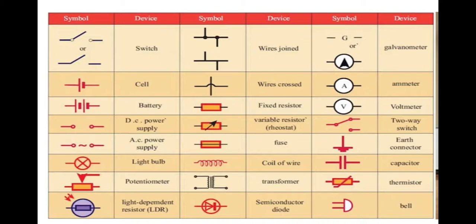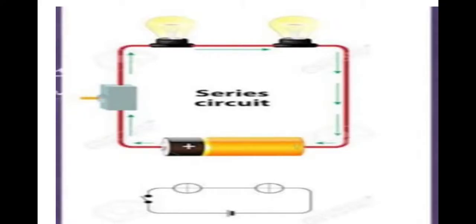The next one is the symbol for capacitor. It is a charge storage device. Then the next one is thermistor. It is a type of resistor whose resistance depends on temperature. And the last one, the symbol of bell. The next topic is about different electrical circuits.